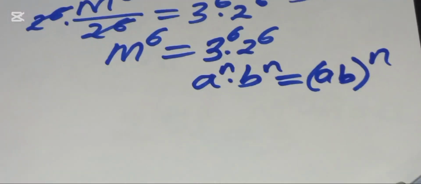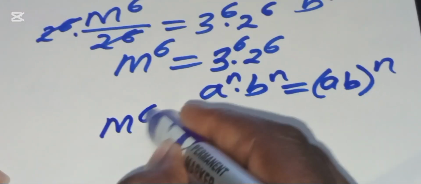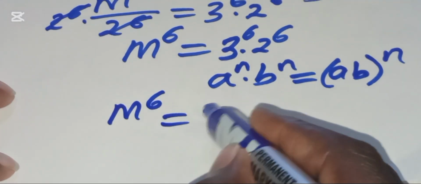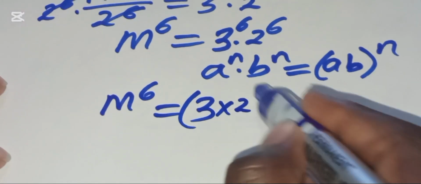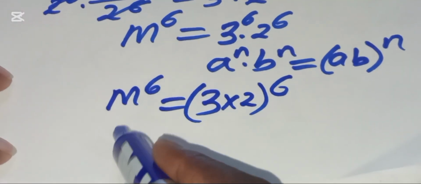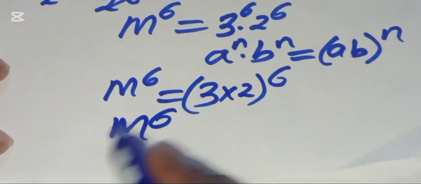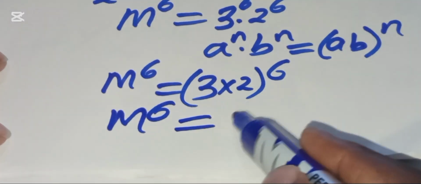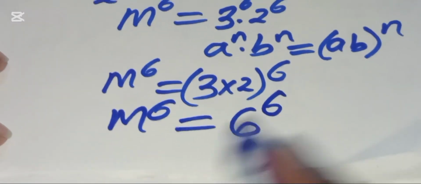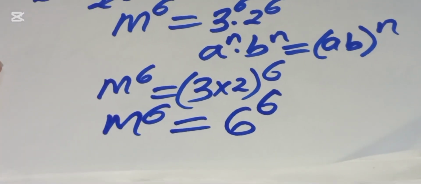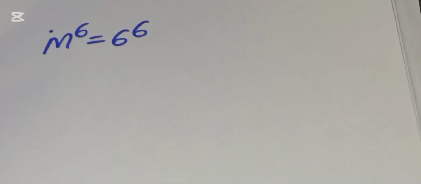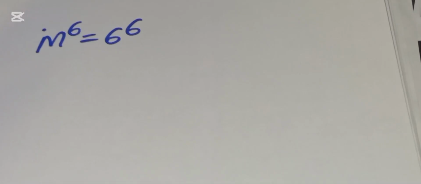Now, applying this property, we'll have m raised to power 6 equal to 3 times 2, raised to power 6. And this is the same thing as m raised to power 6 equal to 6 raised to power 6. So, let's proceed. m to power 6 is equal to 6 to power 6.